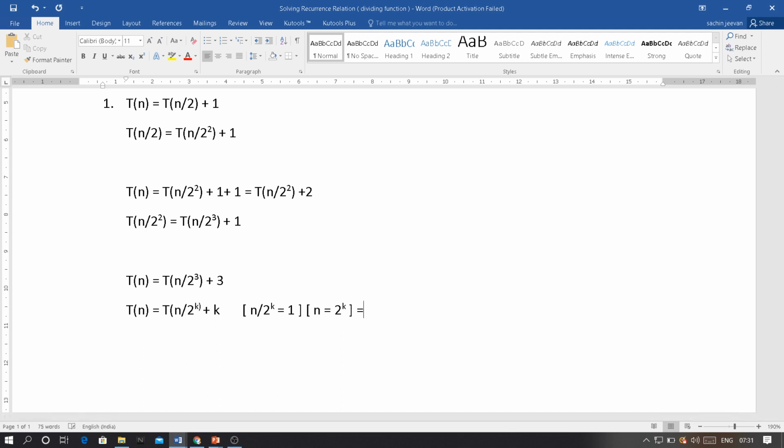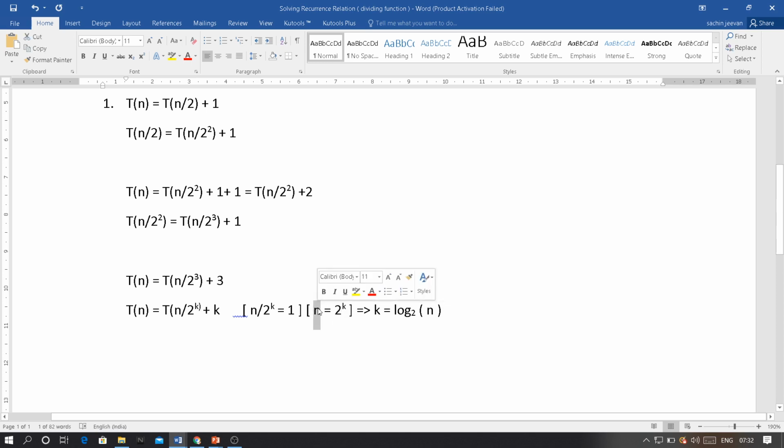Okay, so here what I can say is k will be equal to log base 2 of n. Mathematically, this is a calculation that I'm doing. If not, you can search about logarithms. Check once that if n is equal to 2 power k, then k can be taken as log base 2 of n. So the k value is log base 2 of n.